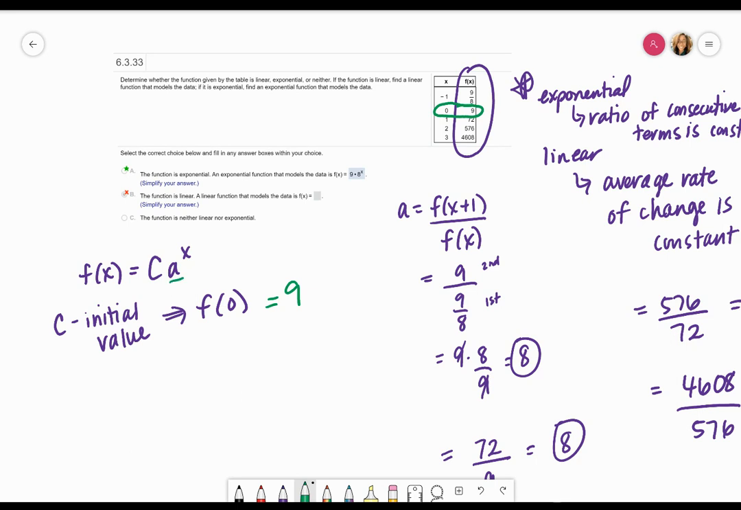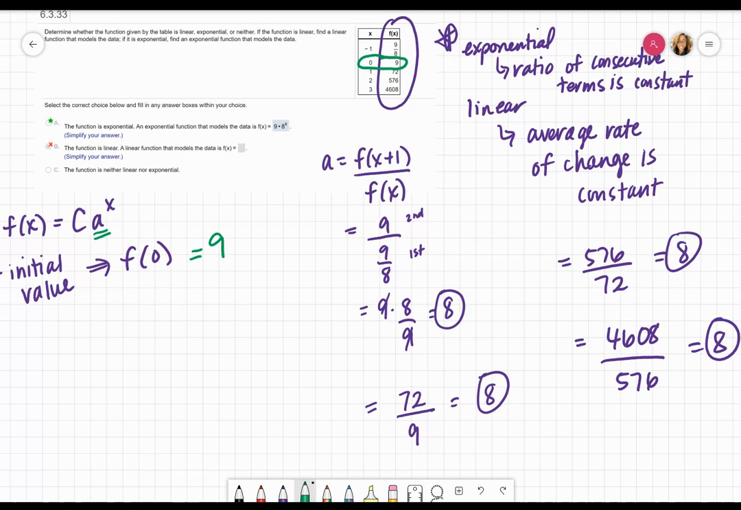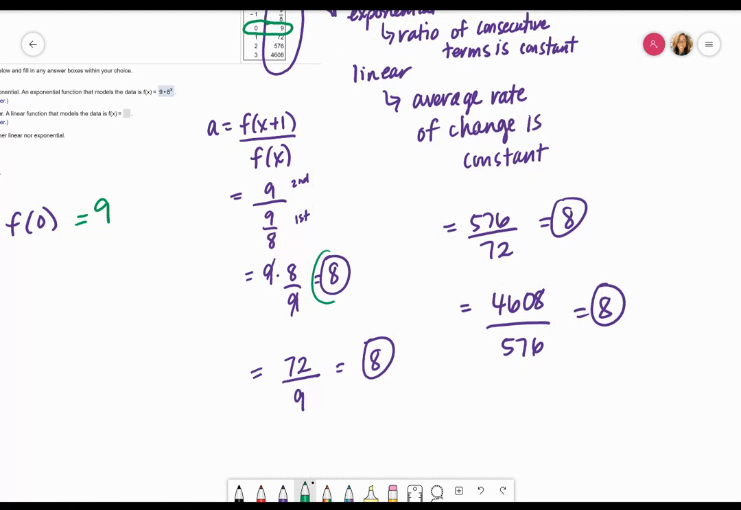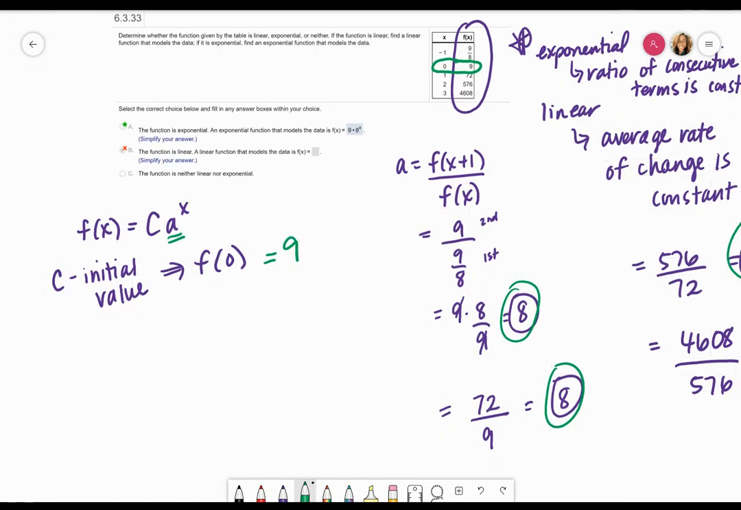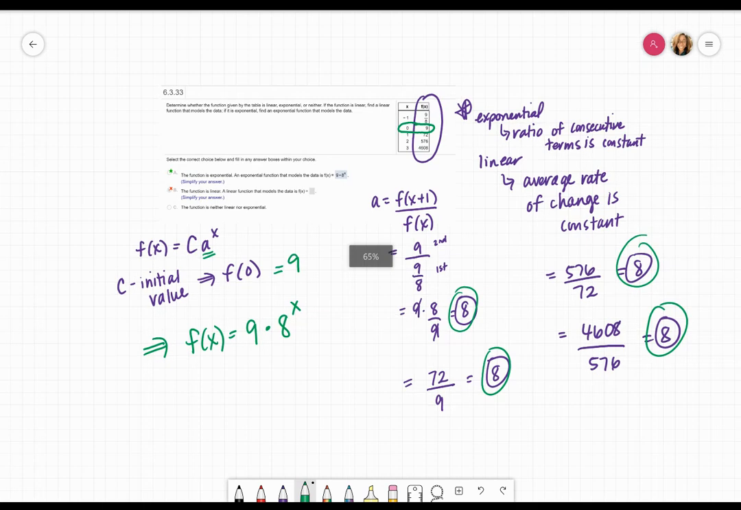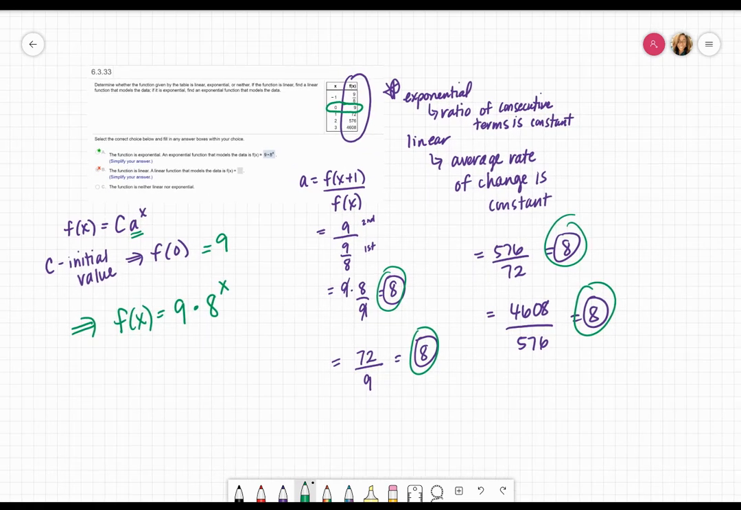And then a is that ratio, that value that we just found. That ratio that stayed constant was 8, 8, 8, and 8. So 8 gets raised to the x power. So our function that we're going to build is f of x equals 9 times 8 to the x power. Cool. So if you get to a problem like this, I hope this helps.